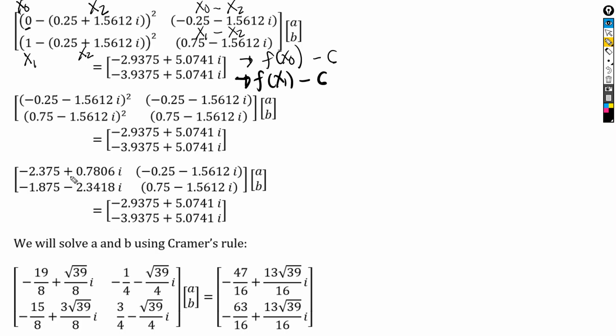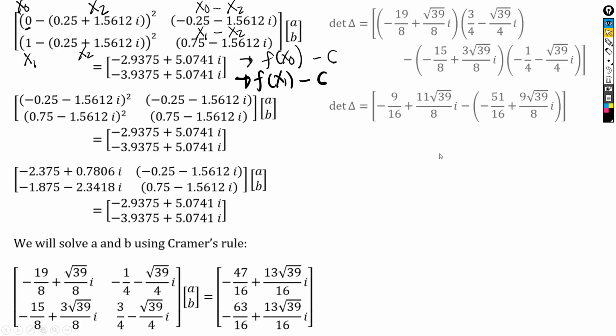So this is now the result, the fraction of this decimal notation of the matrix. This is row 1, row 2, column 1, column 2. Okay, so further evaluation: to get the values of a, we also have to get the delta. So to get the delta, we have to evaluate the determinant of this matrix. So we have this.